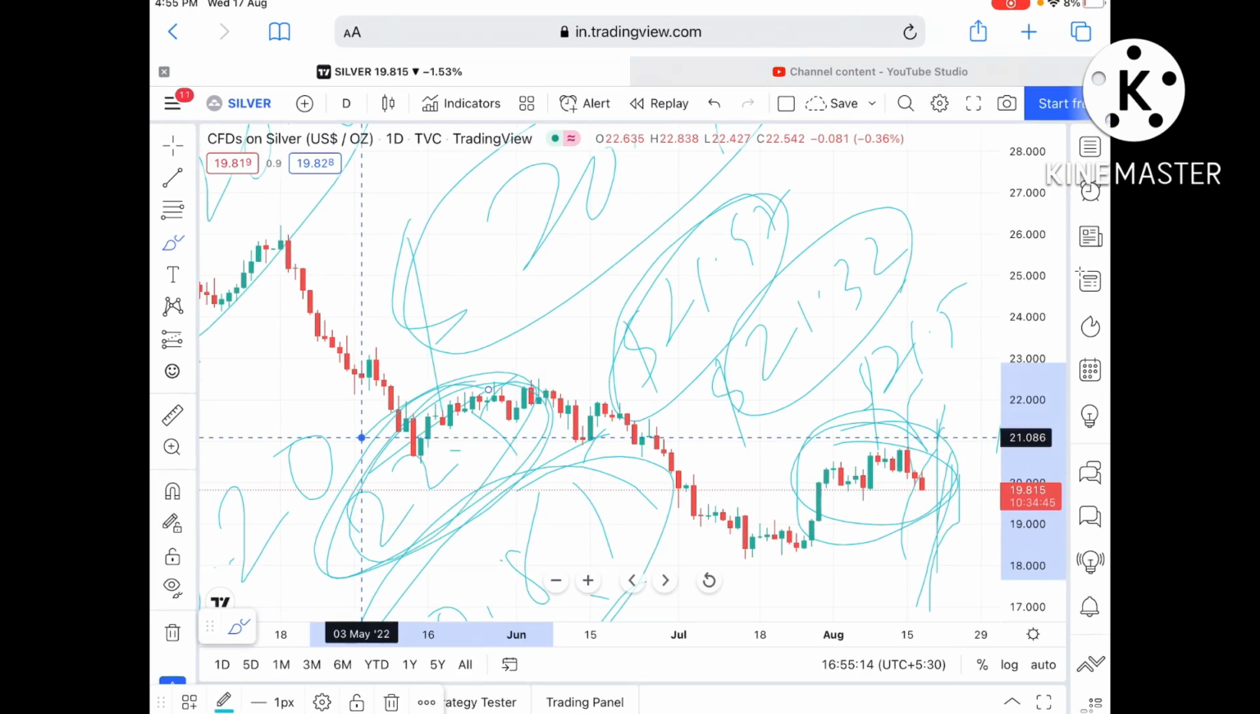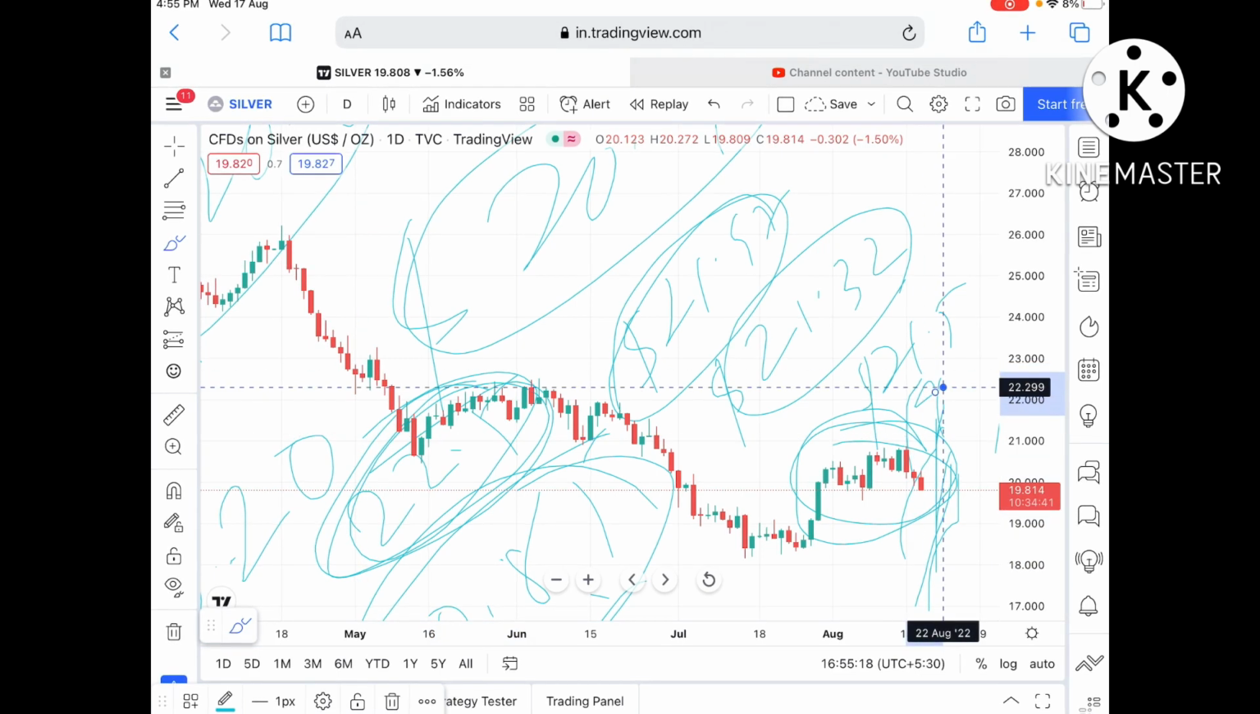Once the price goes above $22.5, the trend for silver will change, and we can see further upside for silver.